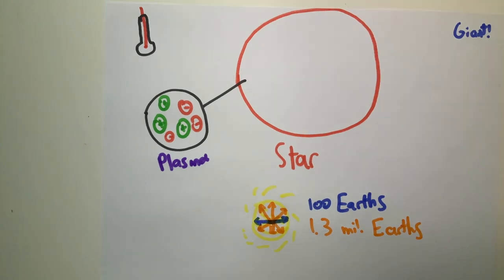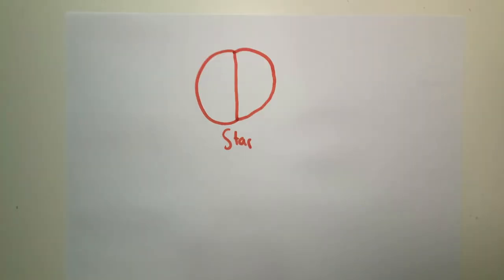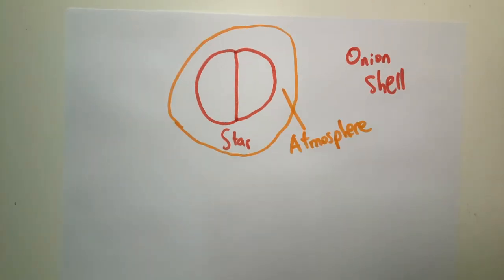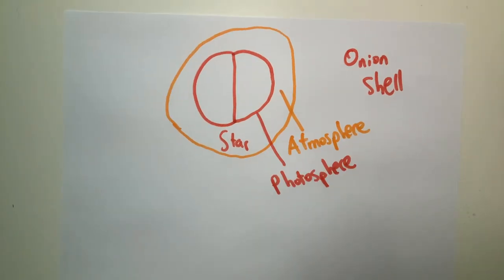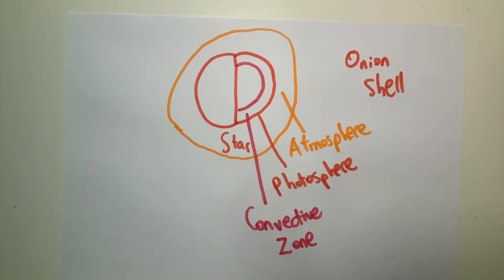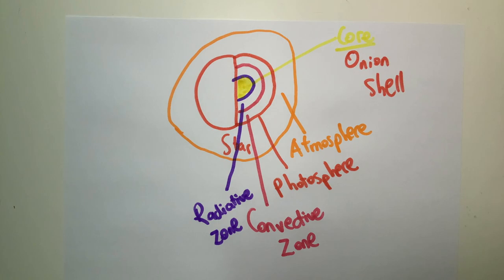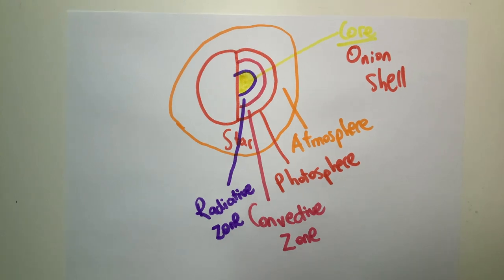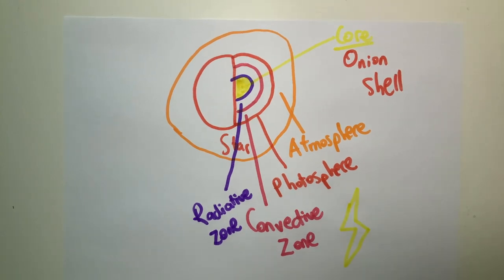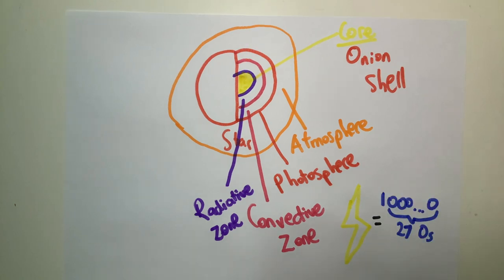The structure of a star can be thought of as an onion shell with an atmosphere, a photosphere, the convective zone, the radiative zone, and the core at the very center of the structure. All stars are capable of releasing an amount of energy equivalent to octillions of the deadliest nuclear warheads that humanity can unleash.